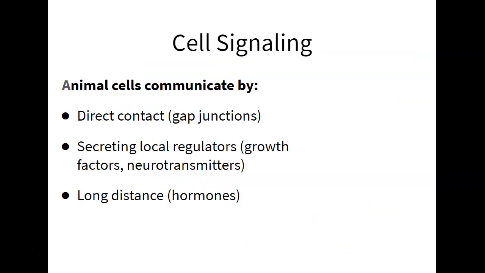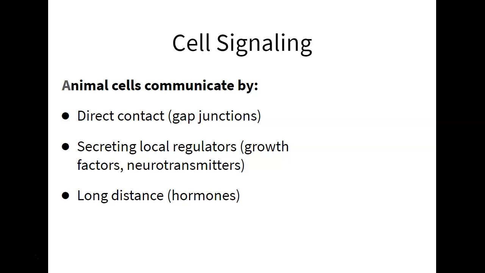So, cell signaling. Animal cells communicate by direct contact. They are physically connected to one another via something called gap junctions that we'll talk about. Animal cells also communicate by local signaling. This is when one cell secretes some kind of signaling molecule to a very close surrounding environment. This is done by growth factors, which are designed to help something grow, and neurotransmitters, which we will talk about when we get to the nervous system and synapses and brain cells.